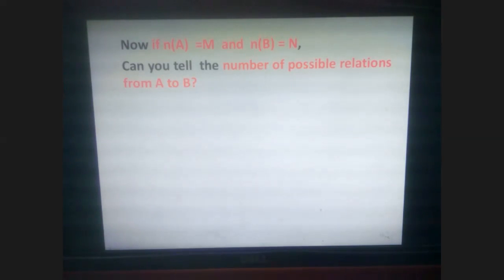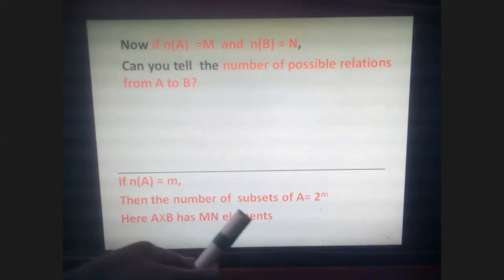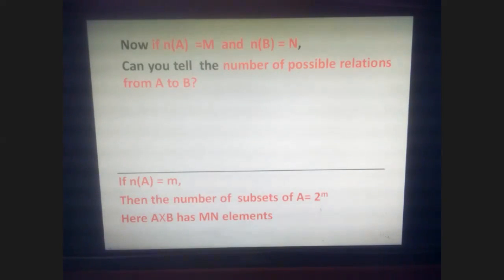Well, can you answer me? If A has m elements, B has n elements, how many relations are possible from A to B? I refer to some results which you have. If number of elements of A is m, then the number of subsets of A will be 2 raised to m. If A has 3 elements, it has 2 cubed, 8 subsets. If A has 4 elements, it has 2 raised to 4, 16 subsets.